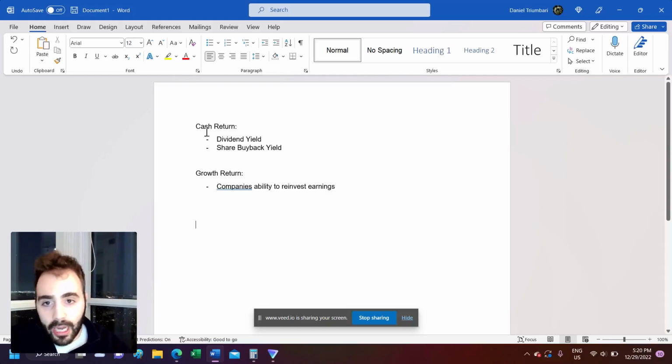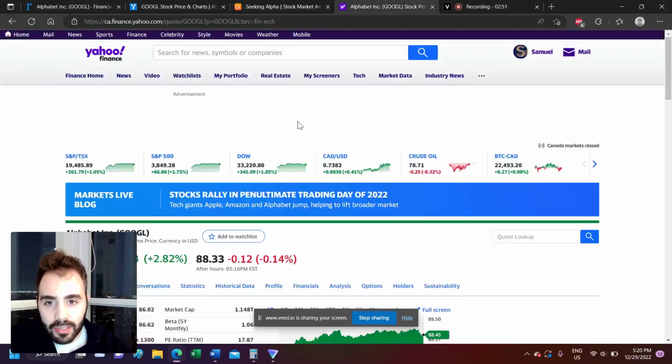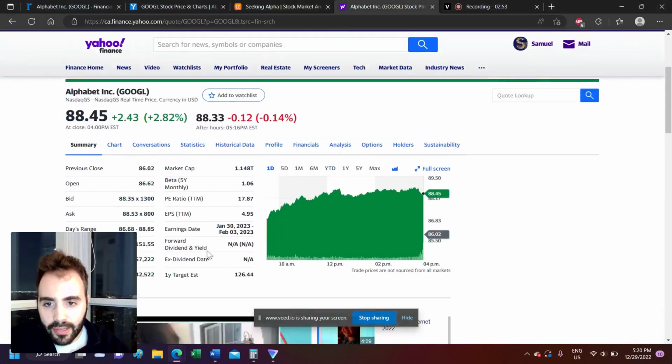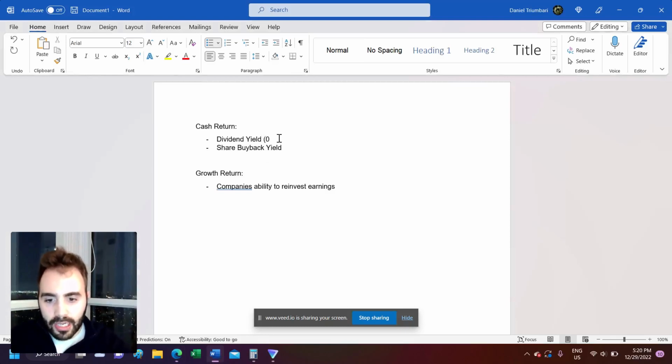As most people know, Google does not pay out a dividend, meaning its dividend yield is going to be zero. And we can see that here. If we go to Yahoo Finance, dividend is not applicable because Google does not pay out a dividend. So we know that our dividend yield here is going to be 0%.